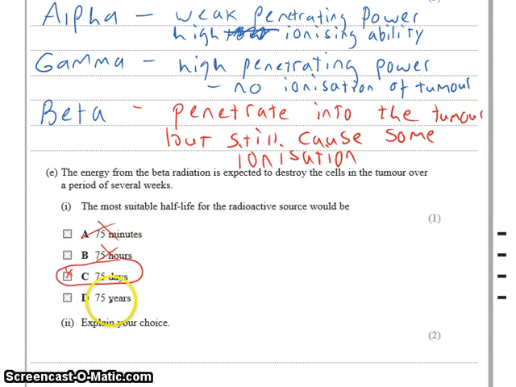If we went for 75 years, then it would be reasonably useful, and we could use the radiation to kill the tumour, and the activity wouldn't get any lower over time. But then we've got the problem later on of what we're going to do with this radioactive source, once we've removed it and we're no longer using it to treat a patient, and we've still got to dispose of it in some way, and it's going to be radioactive for a long time.